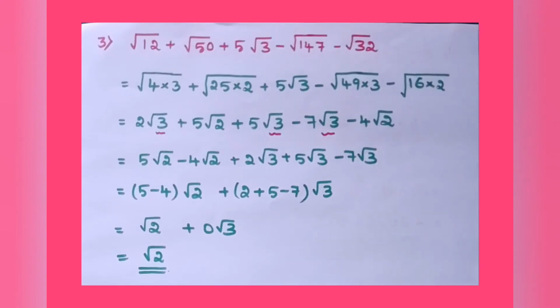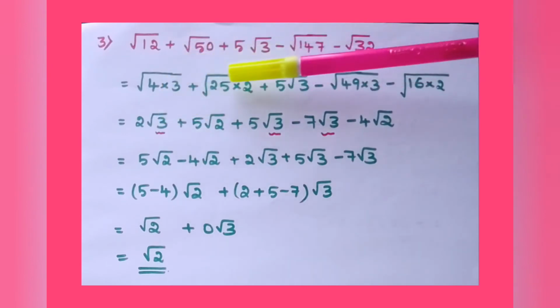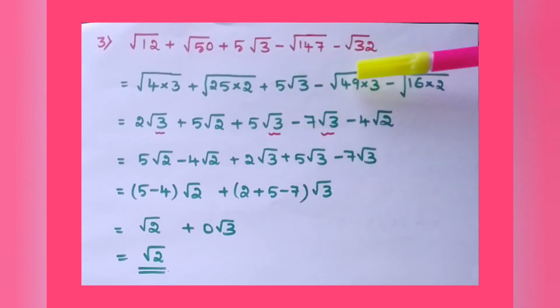Next one, root 12 plus root 50 plus 5 root 3 minus root 147 minus root 32. Again, you can write 12 as 4 into 3, 50 as 25 into 2, this number will be the same, 147 as 49 into 3, 32 as 16 into 2. On simplifying these numbers, the square root of 4 is 2, the square root of 25 is 5, and this number will be the same. For 49 it is 7, and for 16 it is 4.